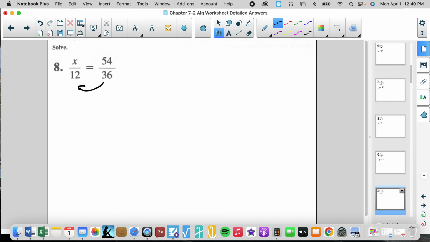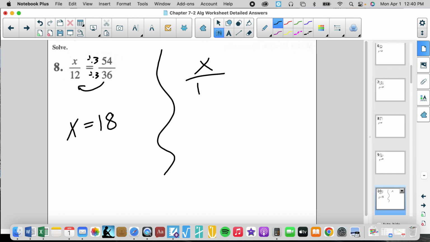I'd much rather go from this. Divided by 3 equals 12. Divided by 3 gives us x equals 18. Let's show another way of doing this. I don't know if you get this, though. So this is 12 times 3 equals 36. And so we say, what times 3 equals 54? I don't know if you come up with 18 that easily, but you could.